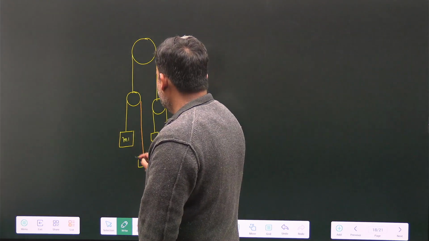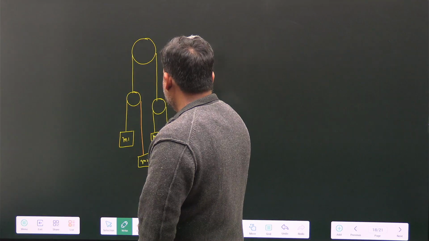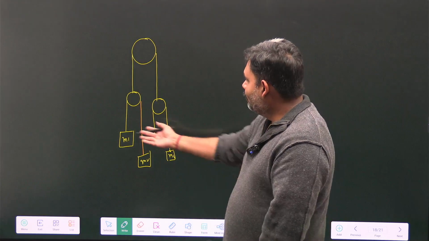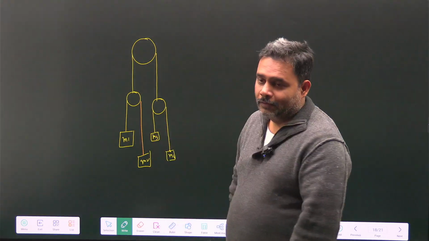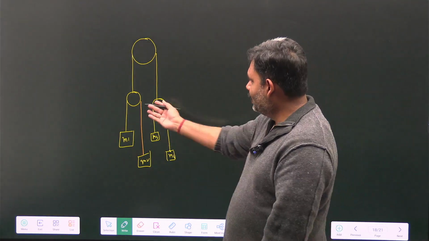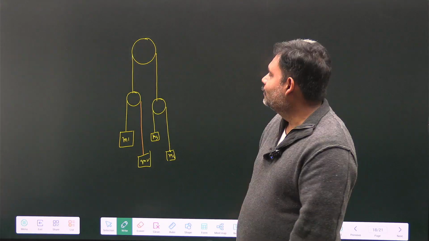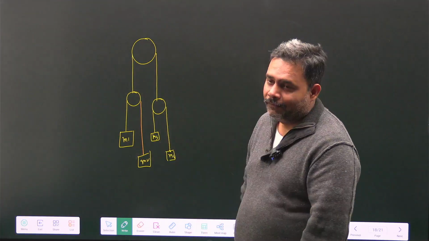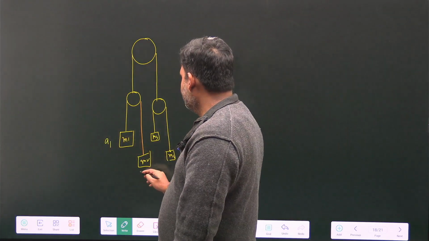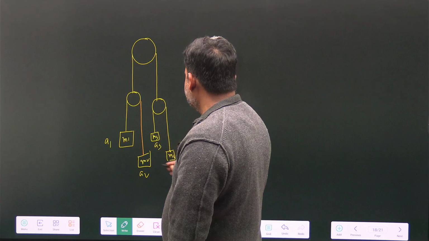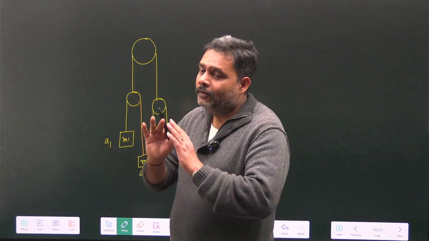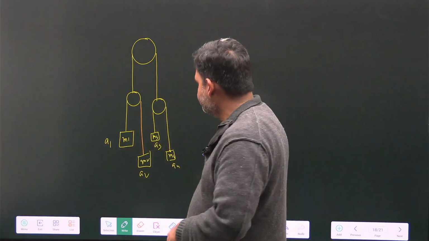So this is your M1, this is your M2, this is your M3, this is your M4. So how will you find the acceleration of M1, M2, M3 and M4? It's very difficult. Okay. So now we can easily find it using these two constraints. Suppose I assume it has acceleration A1, A2, A3, A4, without assuming any direction.